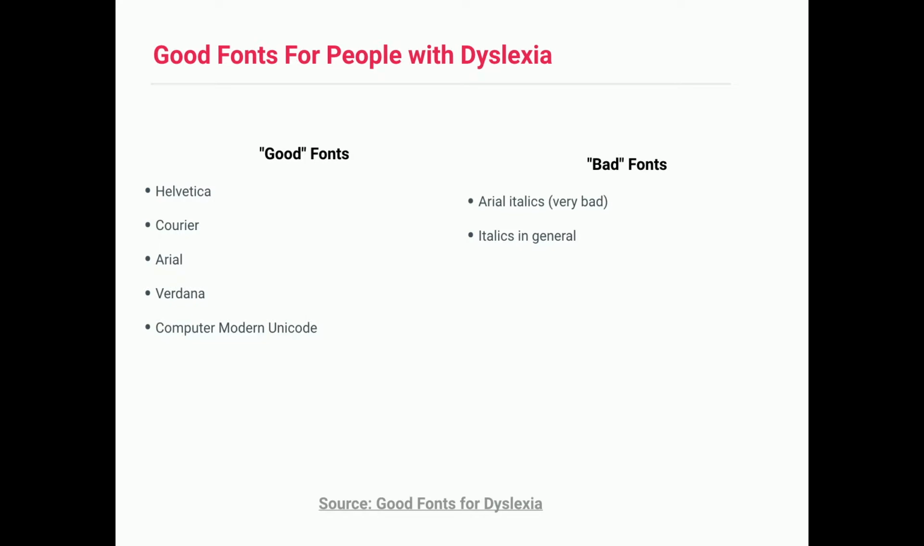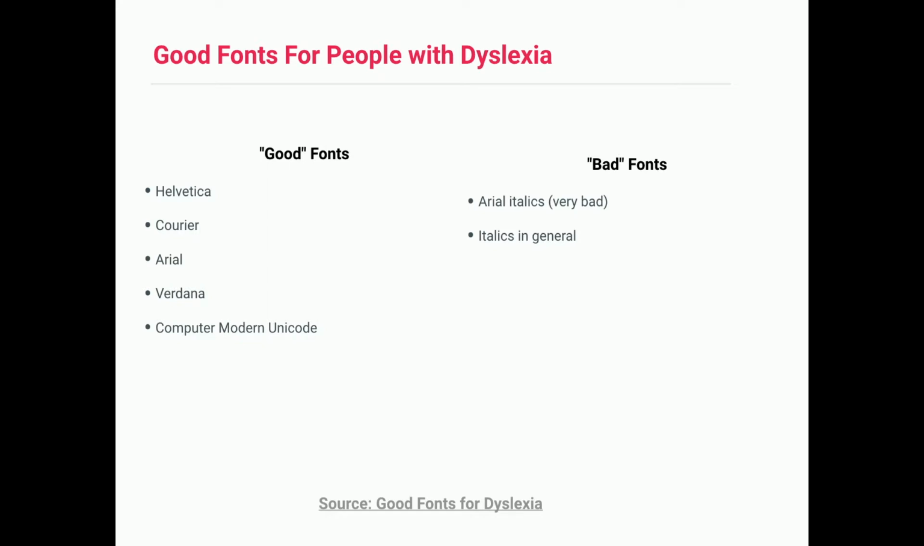The reason for that is people with dyslexia have trouble telling the difference between certain letters. The more they look the same, the less they can perceive the differences between the letters. So if they're all italicized, the more the letters all lean the same way, slanted in the same direction, so it's a little hard to perceive that.